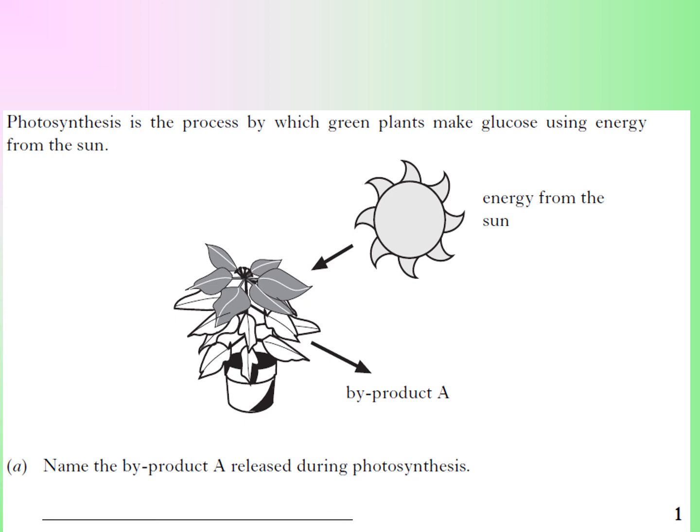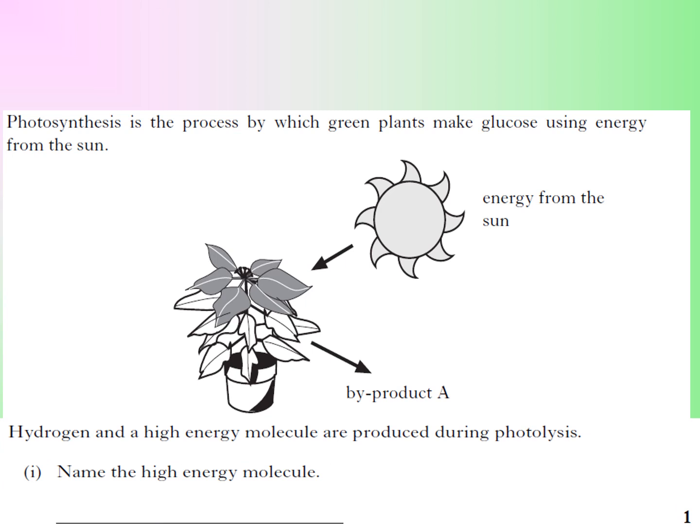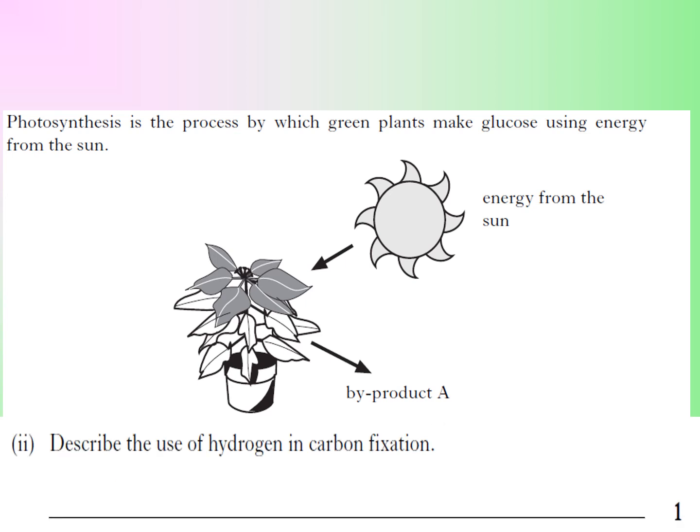Photosynthesis is a process by which green plants make glucose using energy from the sun. Name the byproduct A released during photosynthesis. Oxygen gas, and remember it leaves through the stomata. Hydrogen and a high energy molecule are produced during photolysis. Name this high energy molecule that's produced from the light energy. ATP.